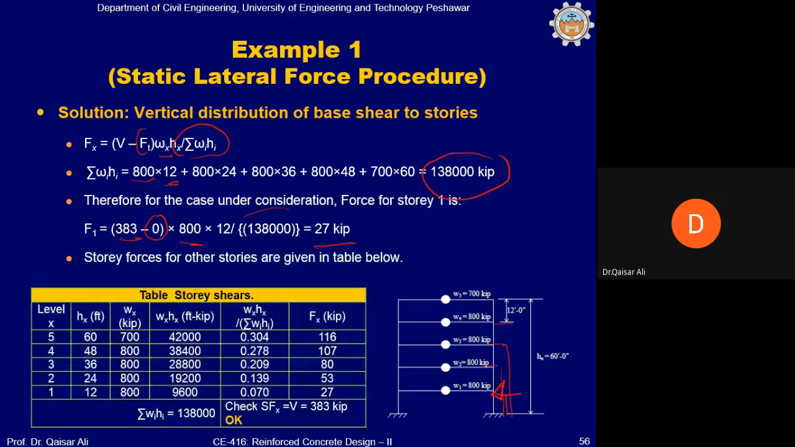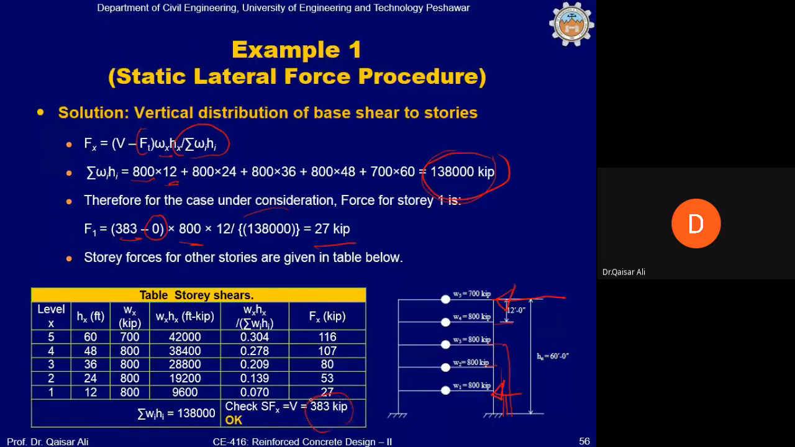For story 5, here at this location, we will start from here in this table. The total height is 60 feet, the weight is 700, Wx hx is 700 multiplied by 60, which is 42,000. The summation of Wi hi has been done here, 138,000 kip. So this divided by this will give us 0.304, and finally Fx will be 116. For all other stories 4, 3, 2, 1, this can be calculated: 107, 80, 53, 27. The summation of all these forces shall be equal to the total base shear 383 kip.